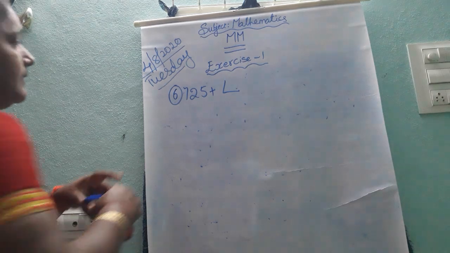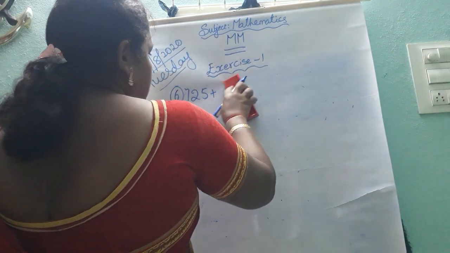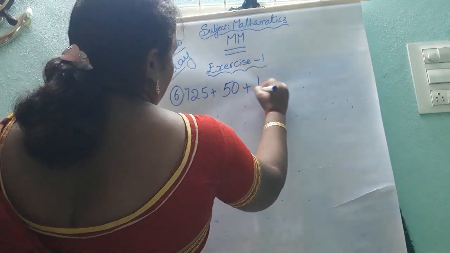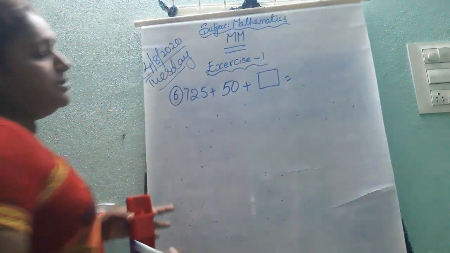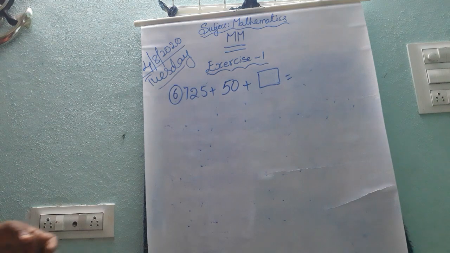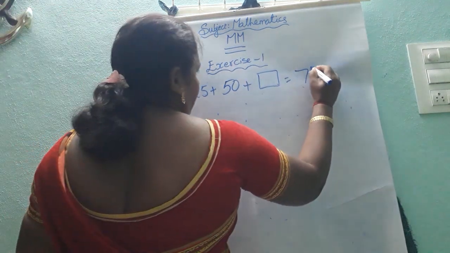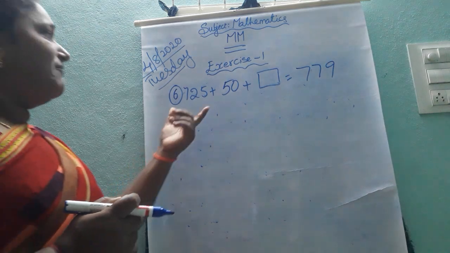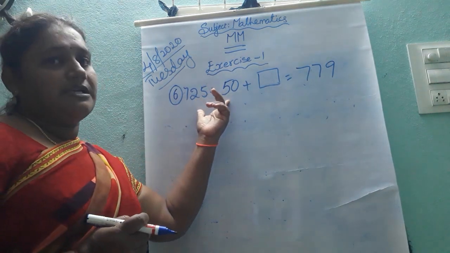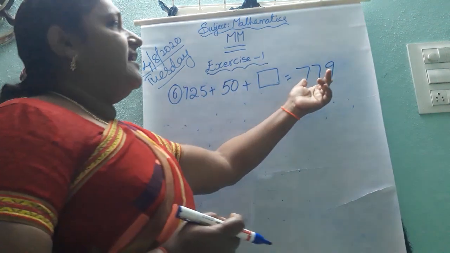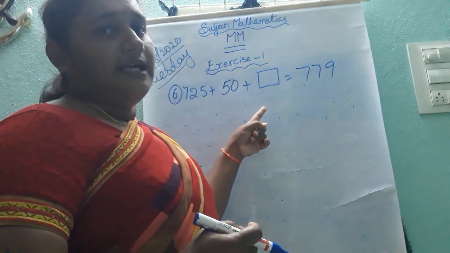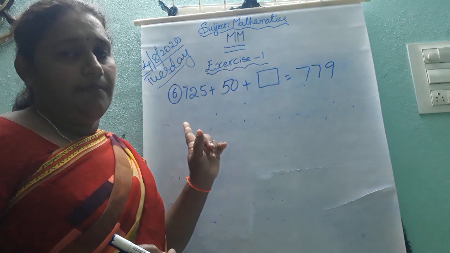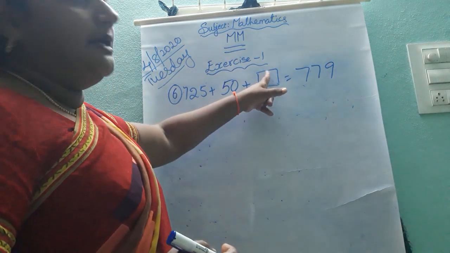725 plus 50 plus blank equal to 779. Here they ask us, after adding these numbers, they got 779, but we don't know the third number they added. So we have to find that blank number.